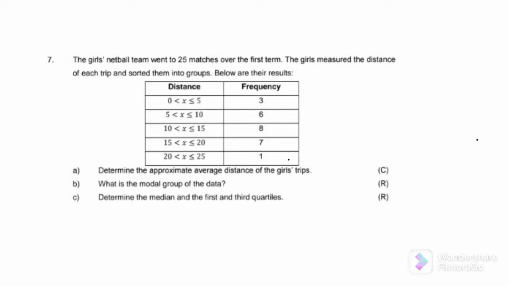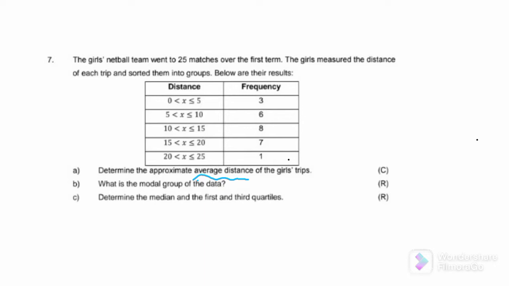So the first question says: determine the approximate average distance of the girls' trips. So how are we going to go about finding the average distance? This is the important thing that you need to take note of. Let me highlight it. So we're looking at the average distance. Average distance simply means that you have to calculate the mean. So you don't have to be intimidated and ask yourself what it is that I'm going to be looking for. It's very simple. You basically are going to be looking for the mean. So how are we going to go about it?